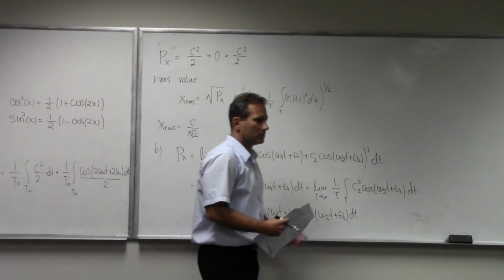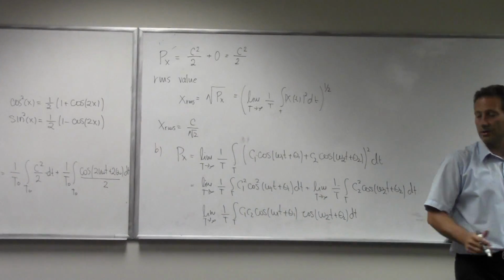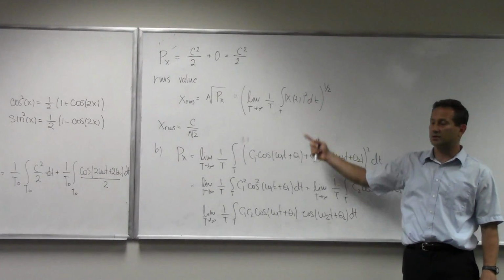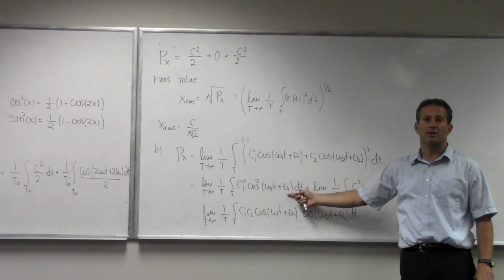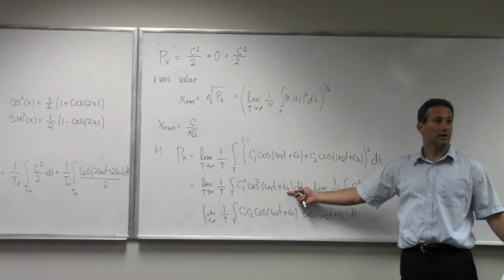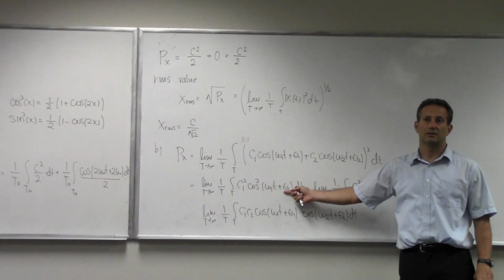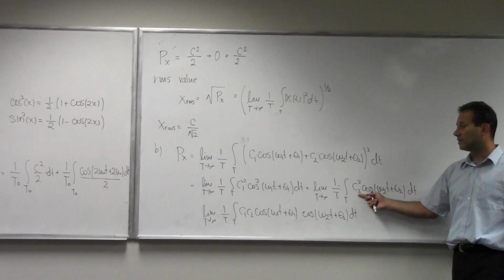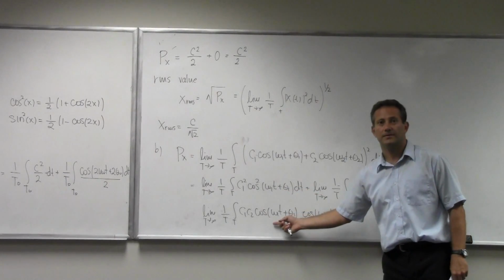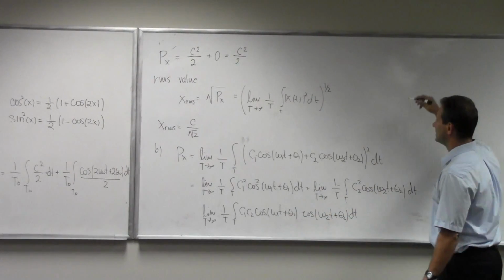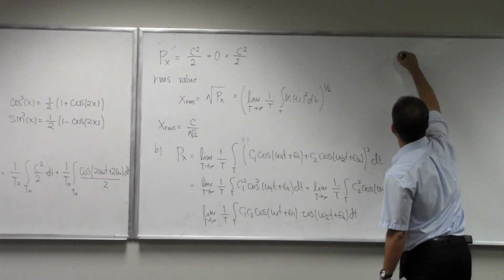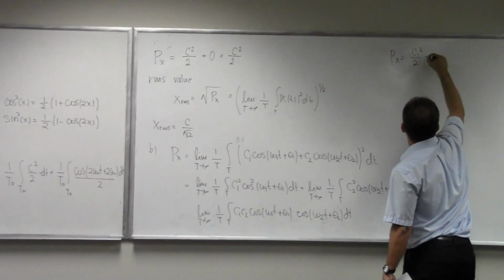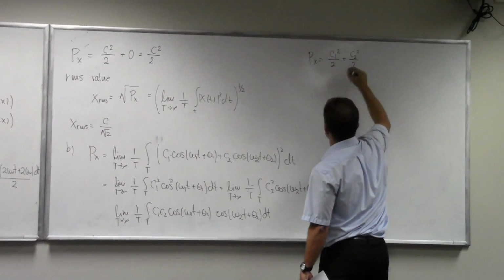Now, the first two ones, we already know the answers. If you look at the first one, that's example A, right? Because I'm taking the C1 cosine omega 1t, I'm squaring it, and I'm taking the average over time. So what's the result here? C1 squared divided by 2. What's the result here? C2 squared divided by 2. Okay, so this is the only interesting one. So Px is C1 squared divided by 2 plus C2 squared divided by 2.